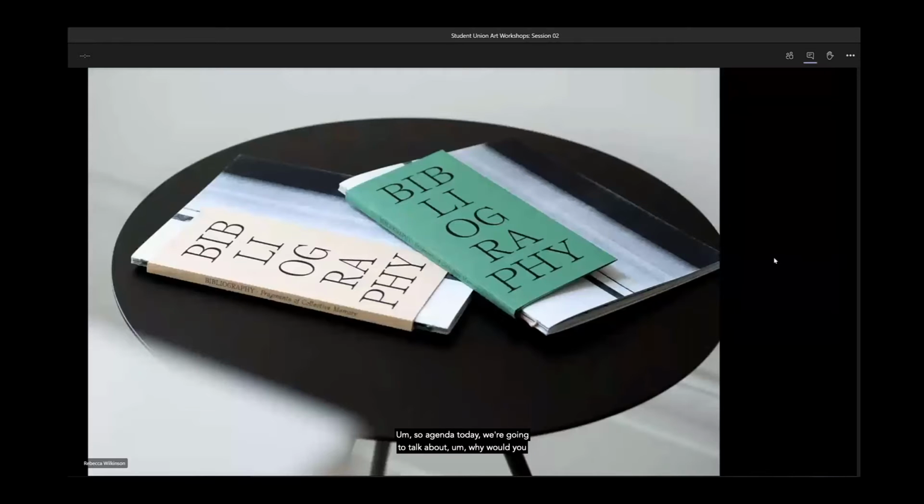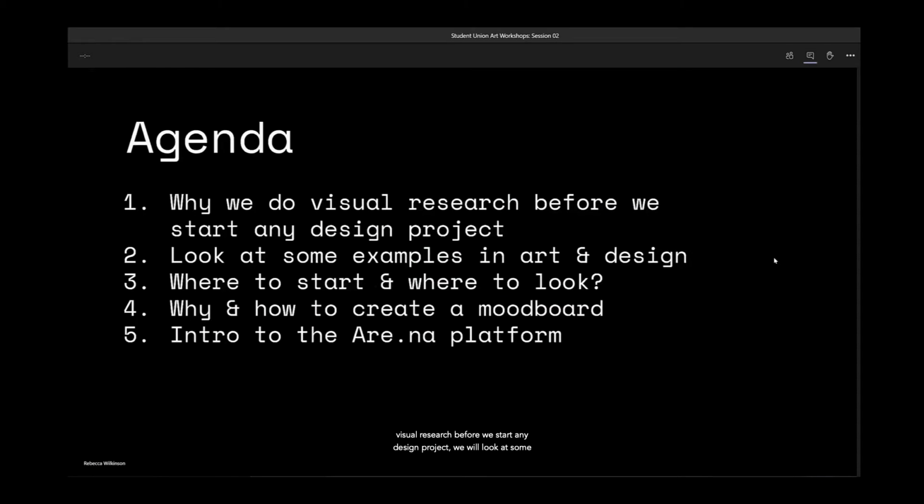So on the agenda today, we're going to talk about why we do visual research before we start any design project. We will look at some examples in art and design that I think are really exciting and inspiring. We'll then talk about where to start and where to look when we're doing our own visual research. We'll talk about why and how to create a mood board. And then I'll give you a quick intro to the Arena platform, which is a really great online information organization tool that can be useful to archive visual material and also to organize it.